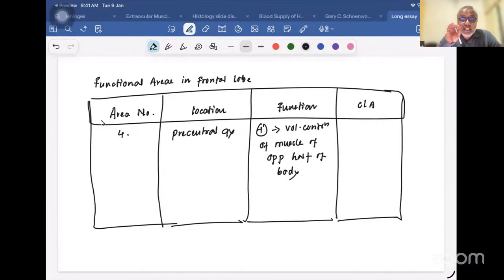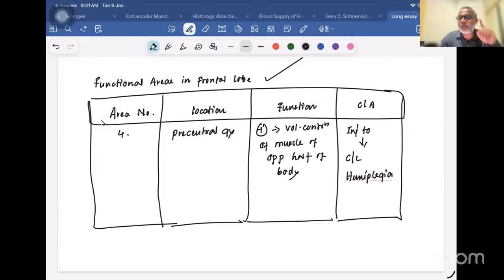Done. This is the exact function of area number 4. What about clinical anatomy? Clinical anatomy: any injury to this area will lead to contralateral hemiplegia, that is, paralysis of one half of the body. Now, this is how you should describe and explain each functional area.